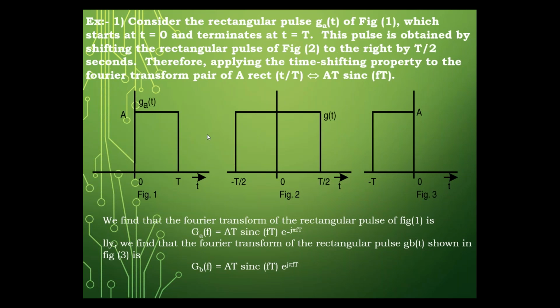We know the Fourier transform of g of t, which is A rect t by t, and its Fourier transform is A t sinc f t.